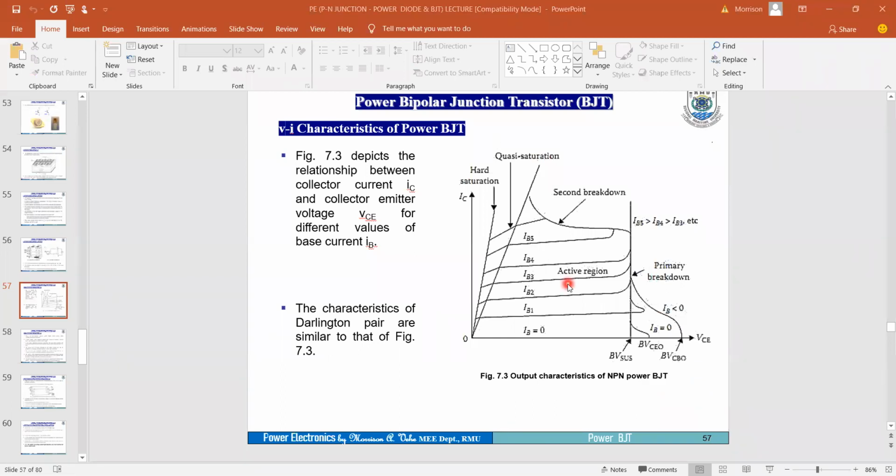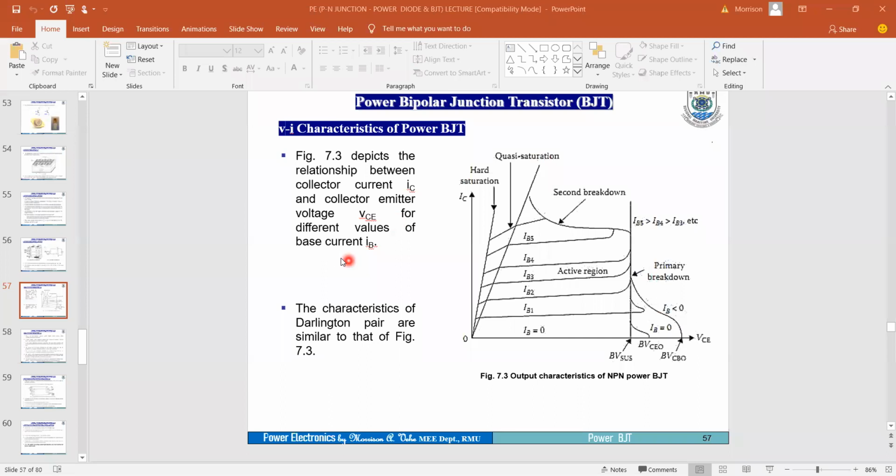So let's briefly talk about this. This is the voltage current characteristic curve of a power BJT. You can see the collector current versus collector emitter voltage, basically. But there are some other elements on board to make sure we have a different curve compared to the ordinary BJT. The figure depicts that.